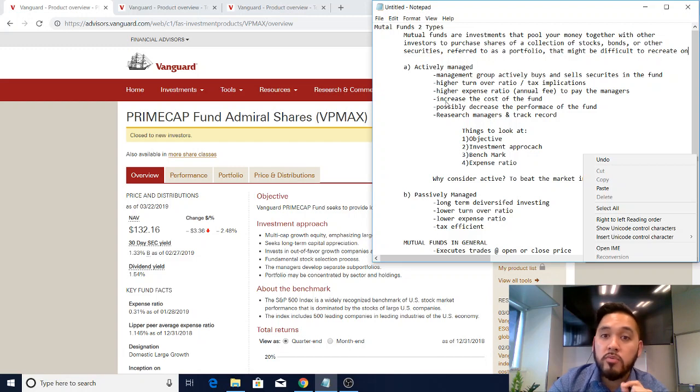So, going over the mutual funds, there are two types. One are actively managed funds. Right here on the main screen I have the Prime Cap Fund Admiral Shares by Vanguard. This one is an actively managed fund by the Prime Cap Management Group. So what is an actively managed fund? It basically is a fund where a fund manager buys and sells securities actively, so all the time, anytime, whenever.